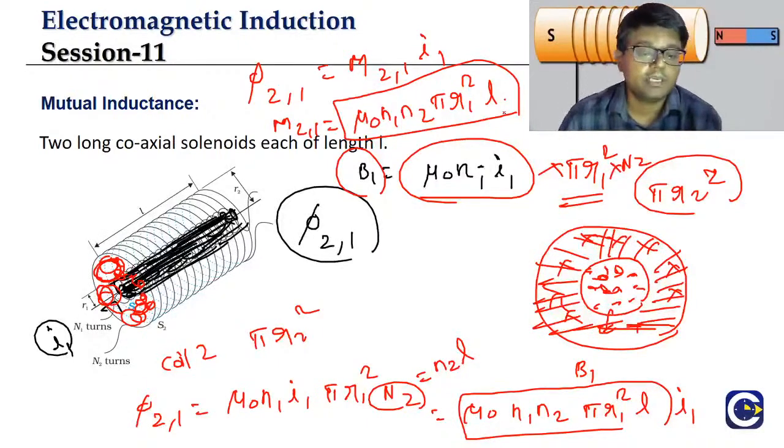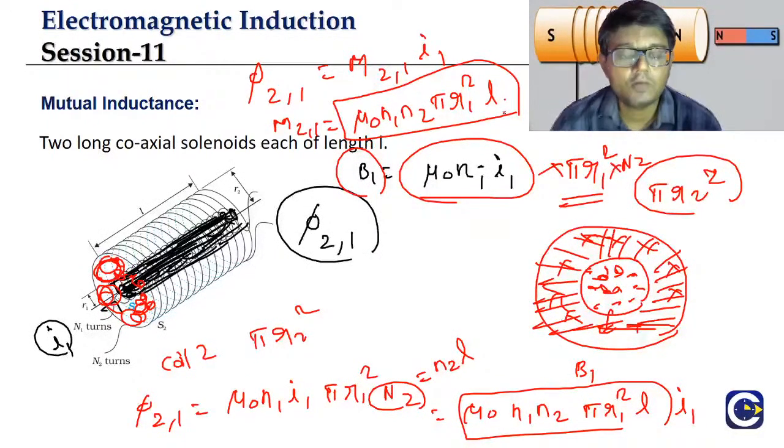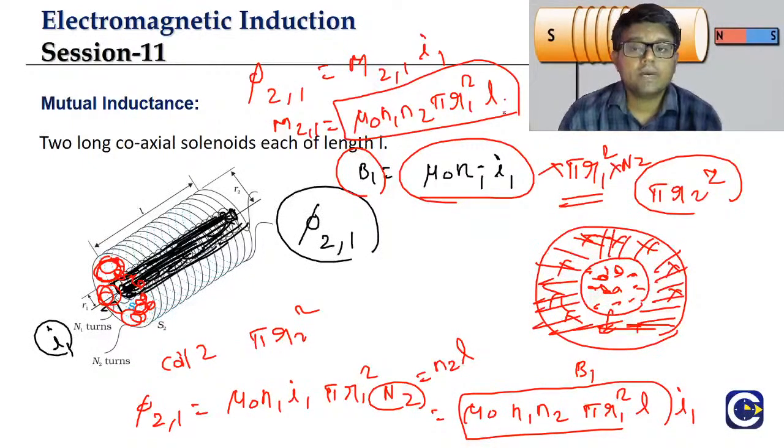M2,1 is coming here. What is the M2,1 value? Mu naught N1 N2 pi R1 square into L. Okay, so here what did we do? We have seen how current in coil 1 is able to create the flux through coil 2, and from there we got the formula. What is the formula for M2,1? Mu naught N1 N2 pi R1 square into L.